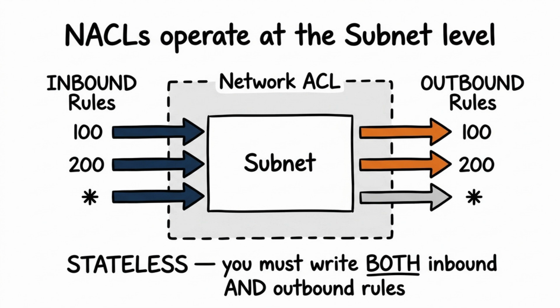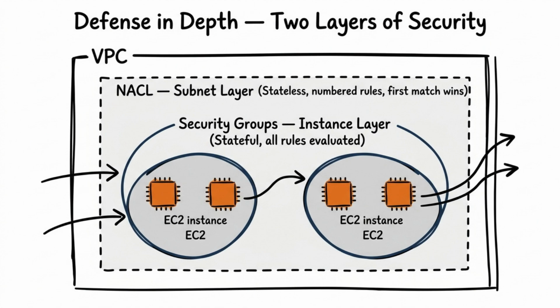Network ACLs, or NACLs, operate at the subnet level. They are stateless, meaning you must explicitly define both inbound and outbound rules. They process rules in order from the lowest number to the highest. The best practice is to use security groups as your primary firewall with fine-grained rules, and use NACLs as a coarse subnet-level backstop, for example, to block known malicious IP ranges.